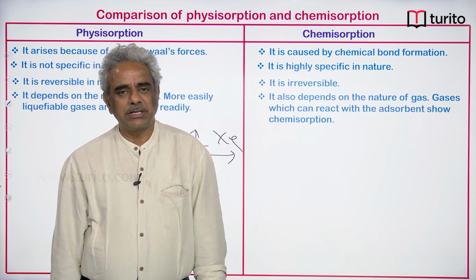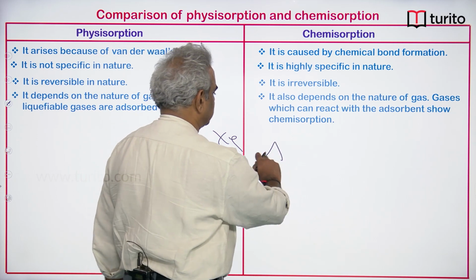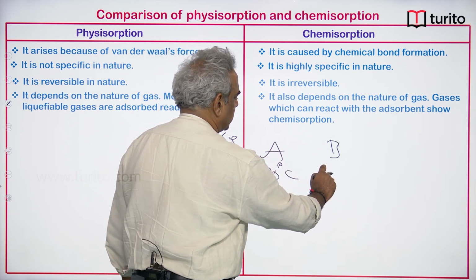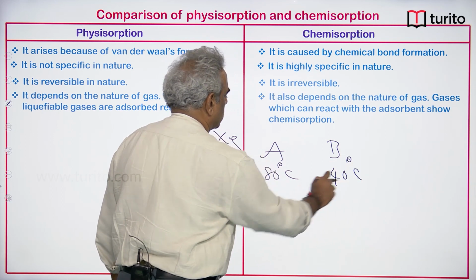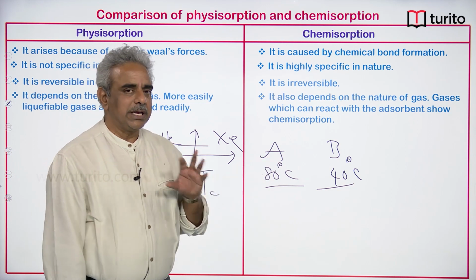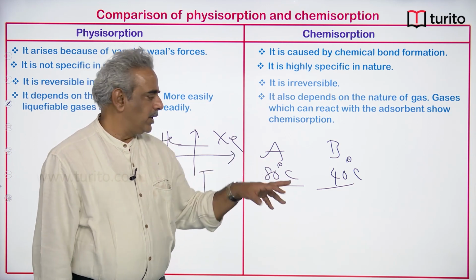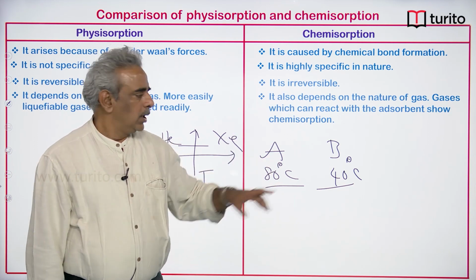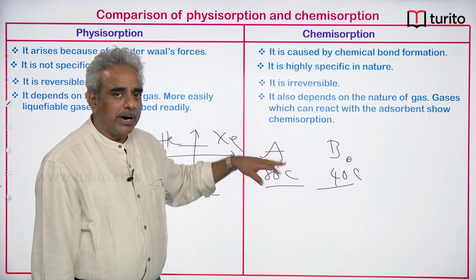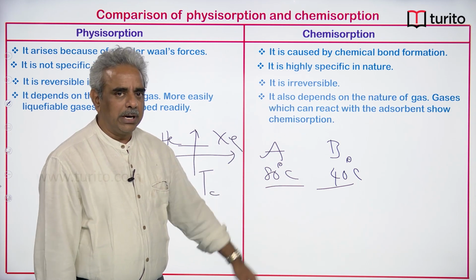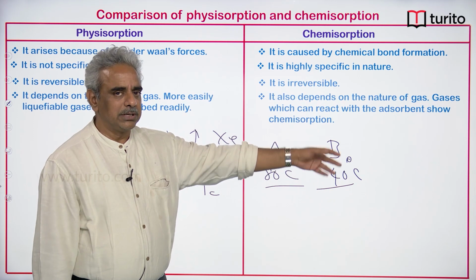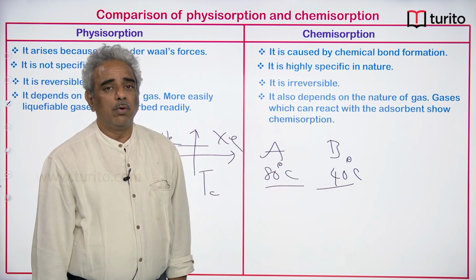Suppose you have got two gases A and B. The critical temperature of A is 80 degrees, the critical temperature of B is 40 degrees. What do you conclude? What is the meaning of these two temperatures? A is such a gas which cannot be liquefied above 80 degrees, below 80 it can be liquefied. B is such a gas which cannot be liquefied above 40 degrees, it can be liquefied below 40.